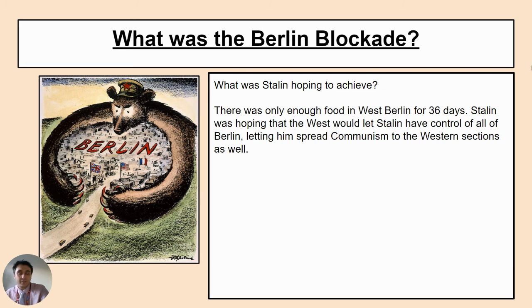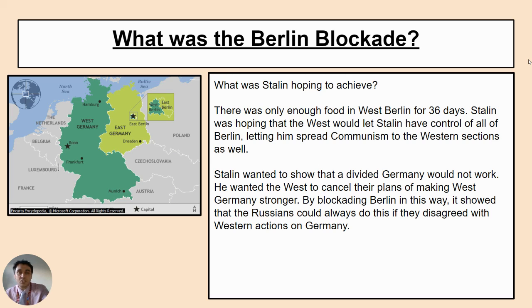So why is Stalin doing this? What's he hoping to achieve by setting up this blockade? Well, there was only enough food in West Berlin for 36 days. Stalin was hoping that the West would let Stalin have control over all of Berlin, letting him spread communism to the western sections as well. Stalin is basically saying, look, I'm going to starve this part of the city unless you let me take control over all of Berlin.